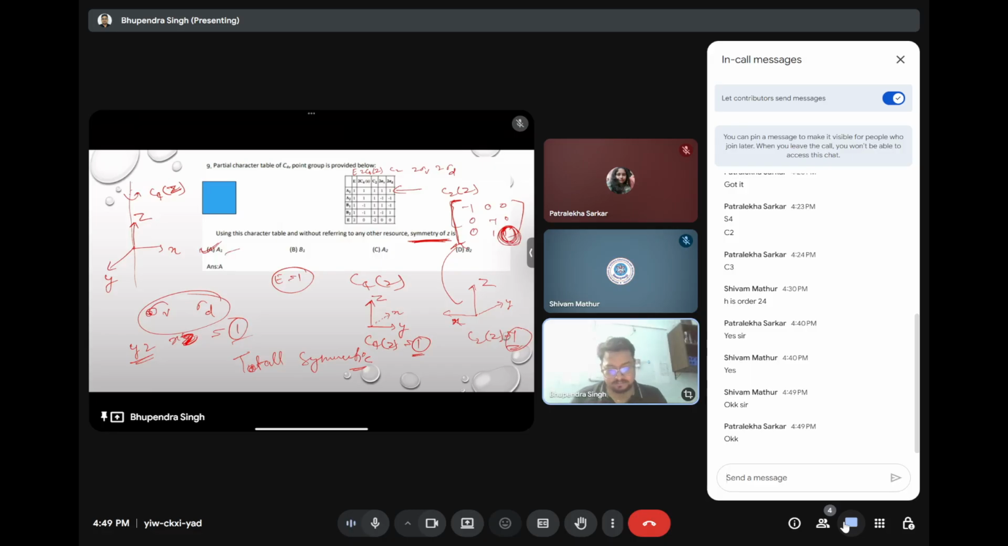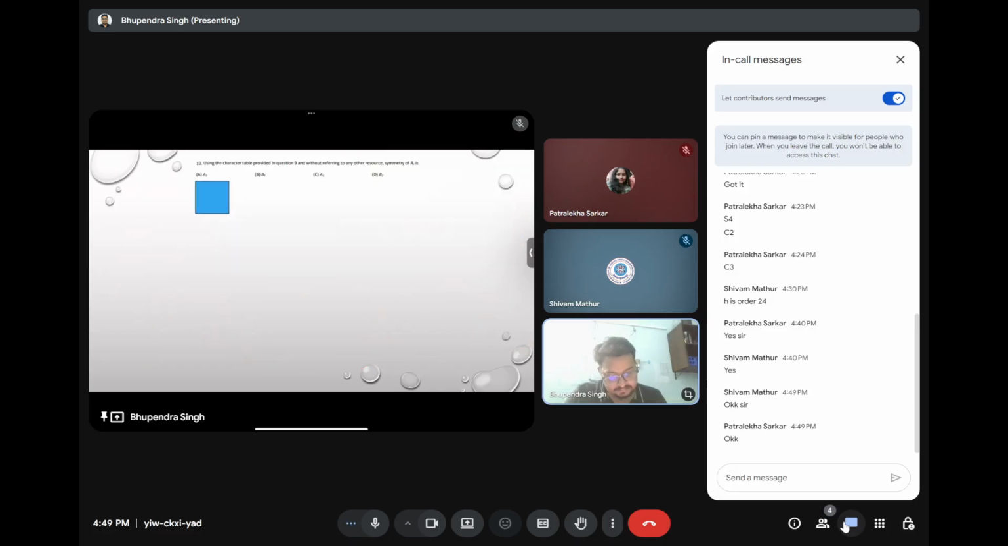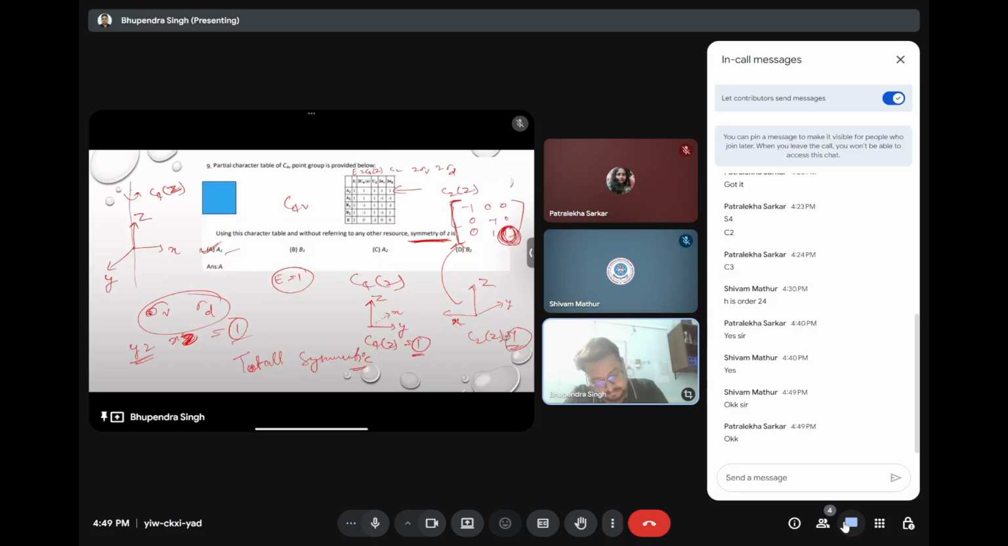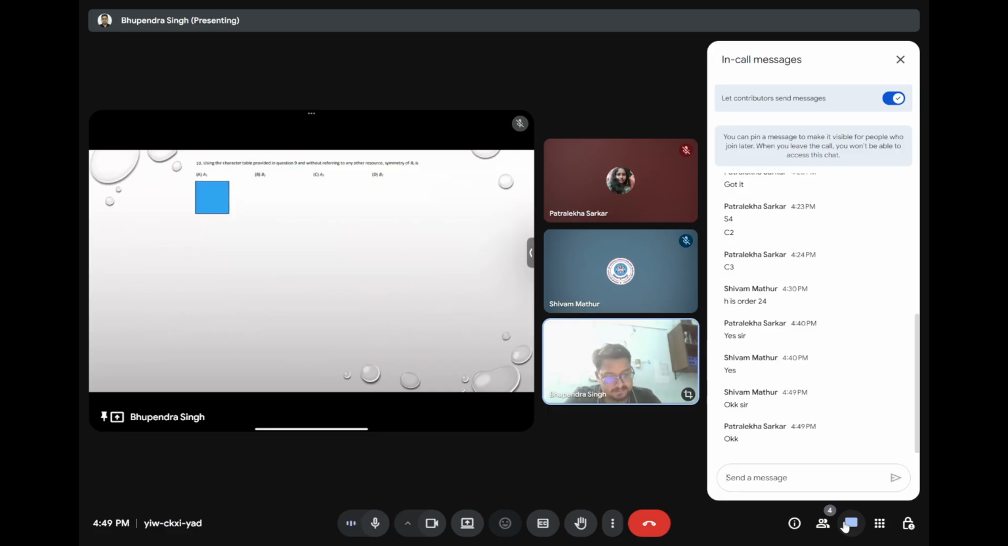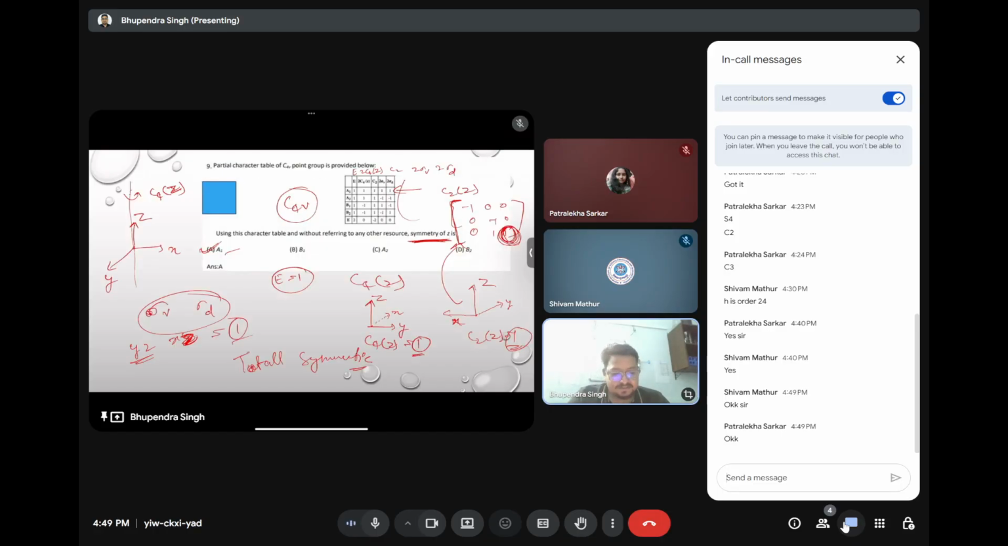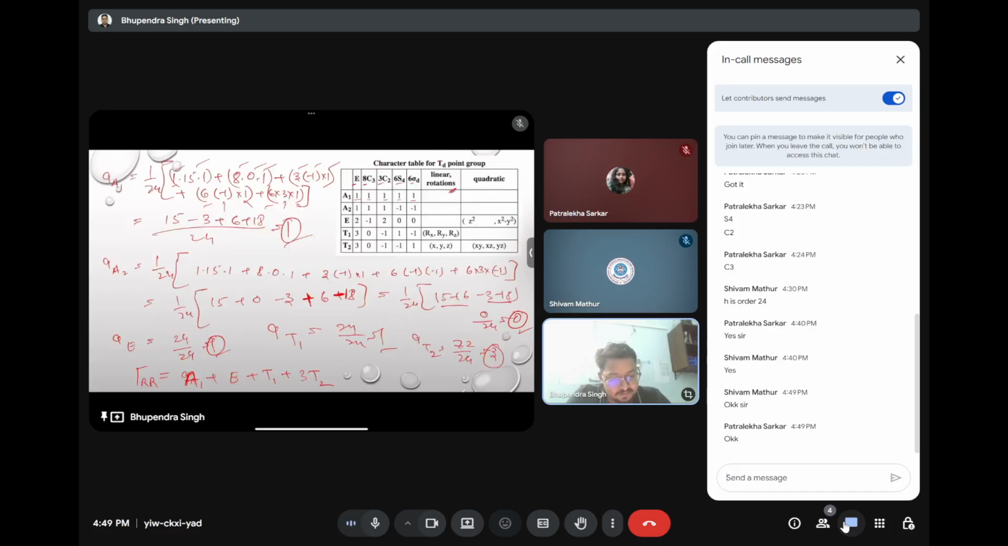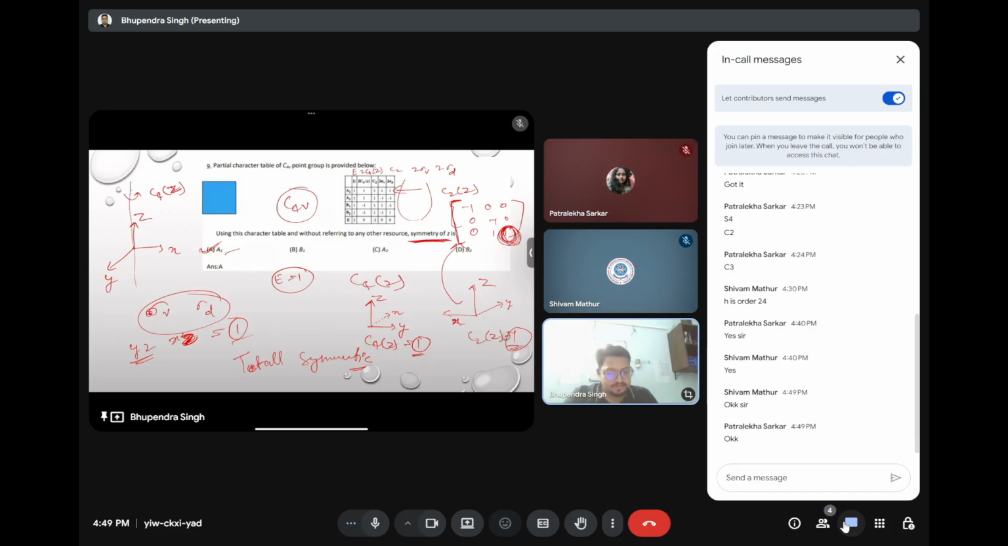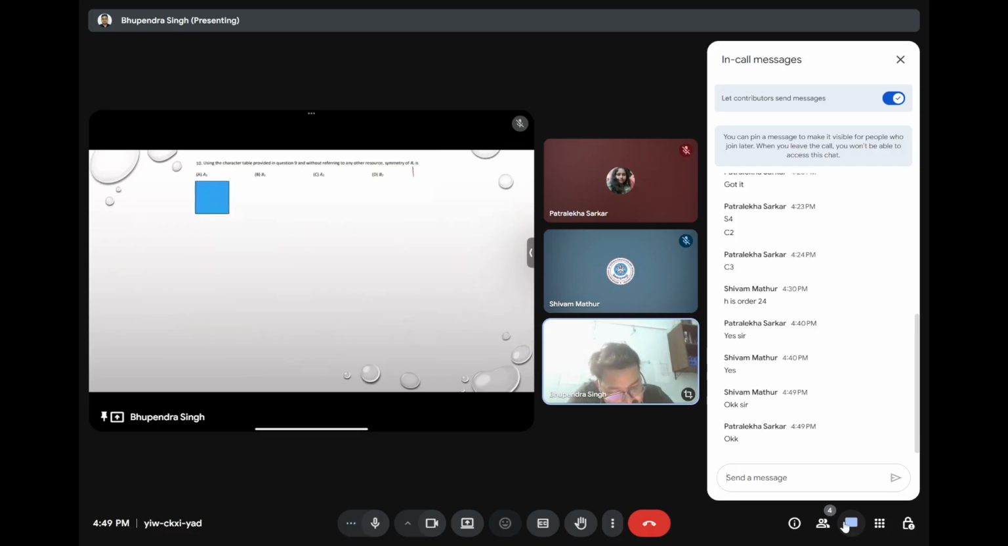Okay, moving to the next question. The next question is using the character table provided in question number 9, this character table C4v, without referring to any other sources, find the symmetry of Rz. They have not provided the linear, rotational, and quadratic functions, so that is why they are asking this. Anyway, the symmetry of Rz.